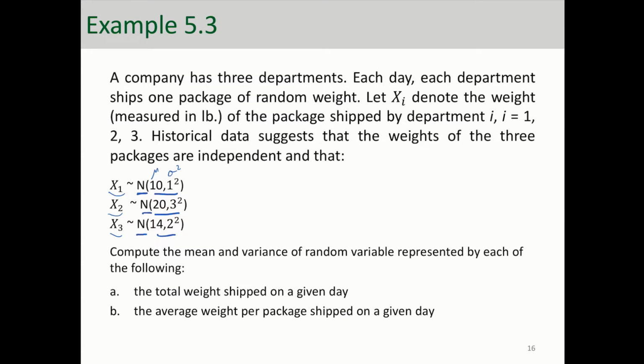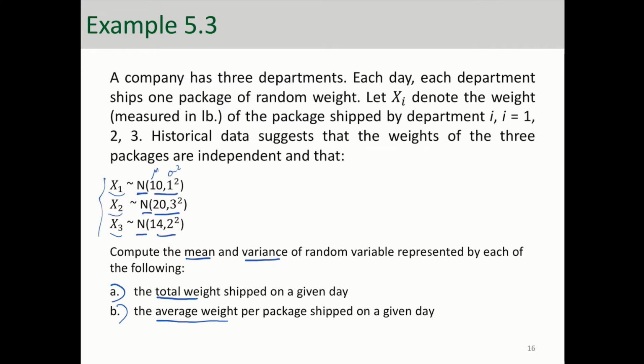Compute the mean and variance of the random variables represented by each of the following. Part A, total weight shipped on a given day. Part B, the average weight per package shipped on a given day. So part A and B are both a linear combination of X1, X2, and X3.